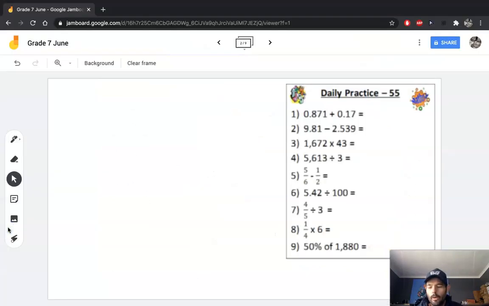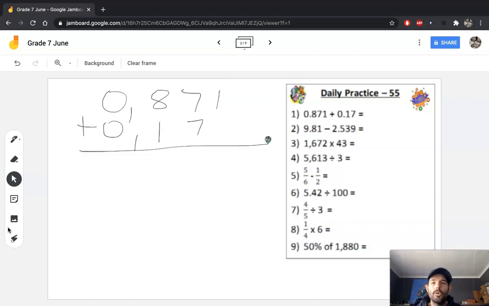Okay, question number 1, 0,871 plus 0,17. Okay, so no units, 8/10, 7/100, 1/1000, plus no units, 1/10, 7/100. And just visually, to make the two numbers have the same amount of digits, I'm more than happy for you to put a 0 in after that 7 on the second line. So now I know that 1 plus 0 is 1, 7 plus 7 is 14, carry the 1, 8 and 1 is 9, plus that 1 is 10, decimals line up, and I should have 1,041.